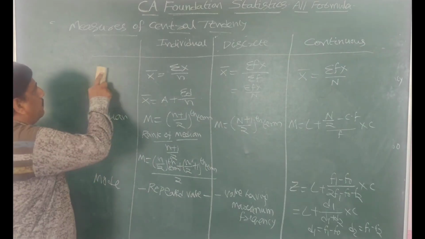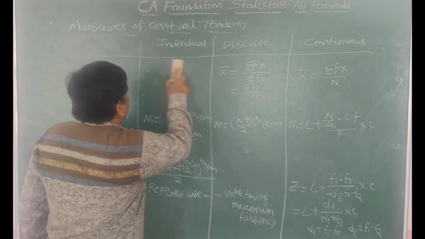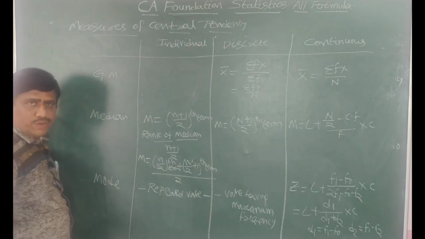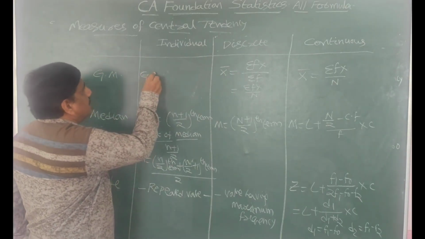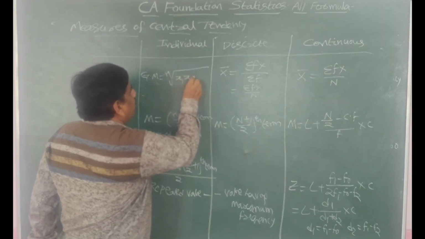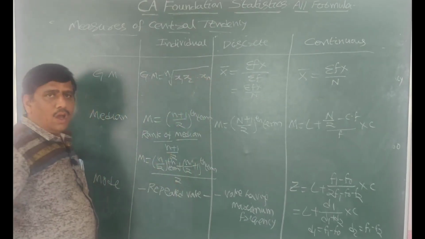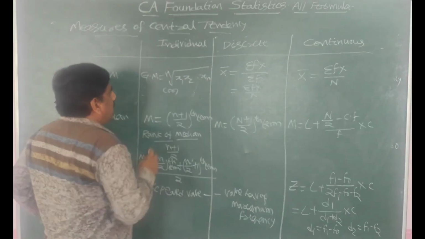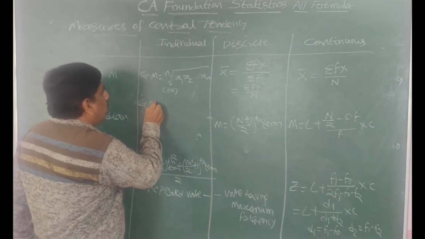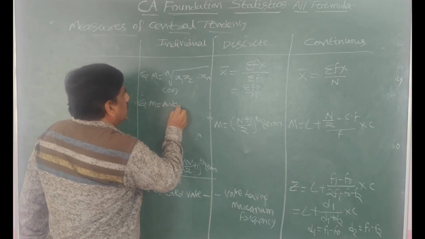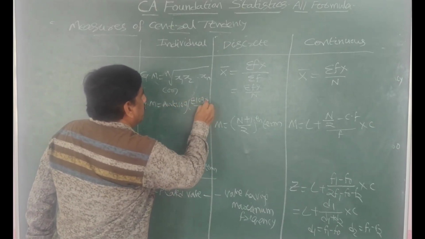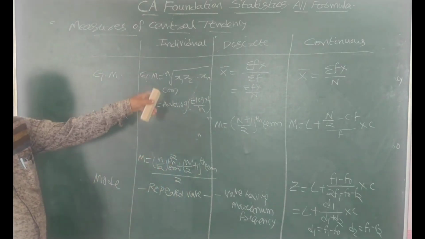Next, coming to geometric mean. The geometric mean formula in the case of individual series is GM, which is nothing but the nth root of the product of the values, the nth root of x1, x2, and so on to xn. Or you can apply the formula GM equal to antilog of summation log x by n. In individual series, these are the formulas for GM.